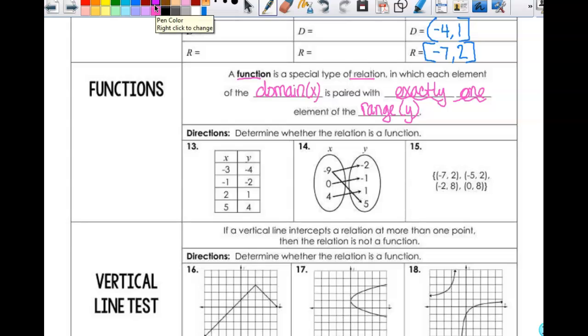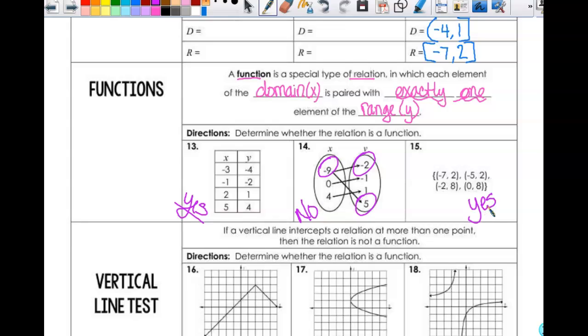Number 13. It says determine whether the relation is a function. Well, each x only has one y attached to it, so does that make it a function? Yes, it does. What do you think about number 14? No, because this x has two different y's attached to it, and that's a bad thing, so that's a no. What do you think about 15? Yes, even though 8's in there twice, that's okay. It's not the x, it's the y. Y can repeat, x cannot. Yes, you got it. I knew what you were trying to get out of your brain.